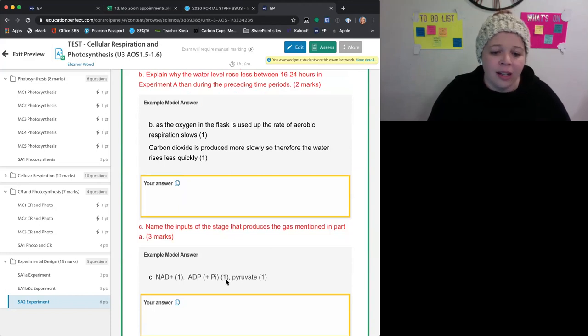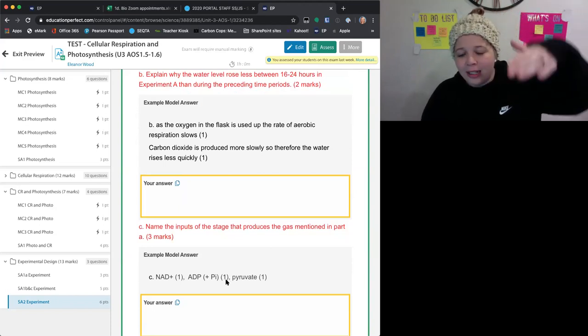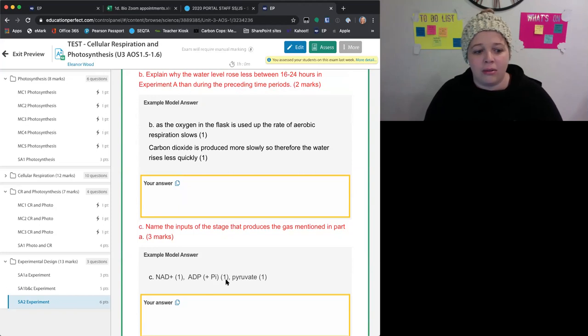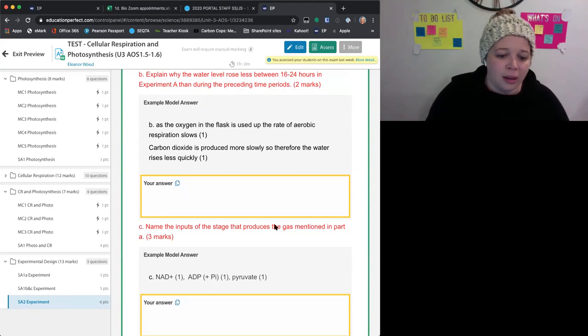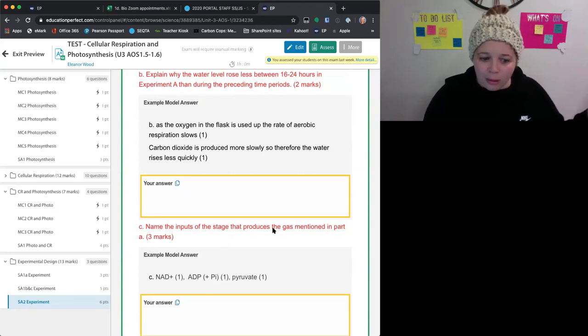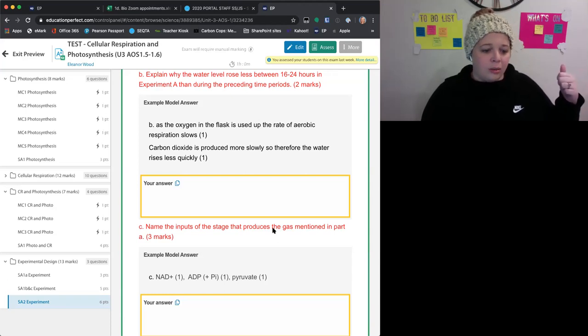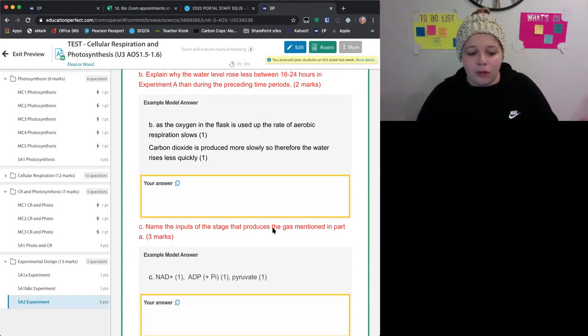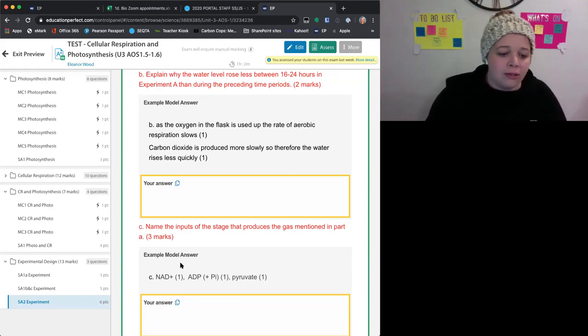And the last one, if you didn't get part 1, it's very hard to get part 3. The inputs that produce carbon dioxide: we get NAD+, ADP plus Pi, if you mentioned it. I don't need numbers here, but if you wanted to put 2 there, that's fine. And the last one is pyruvate is also needed. And that's the end of your test.